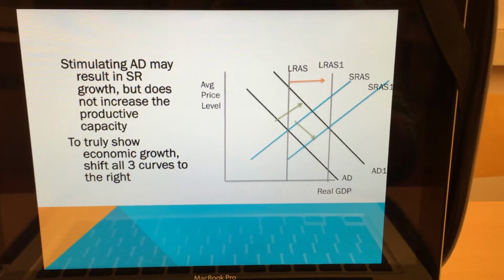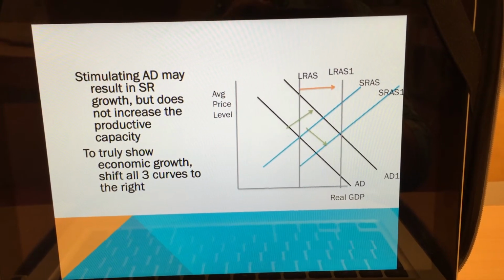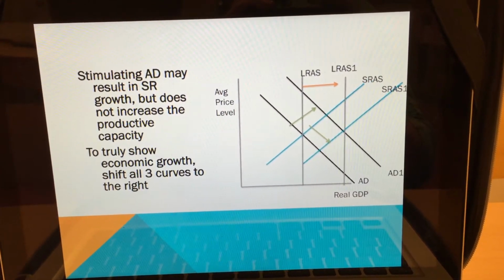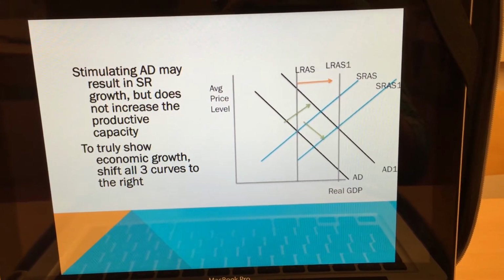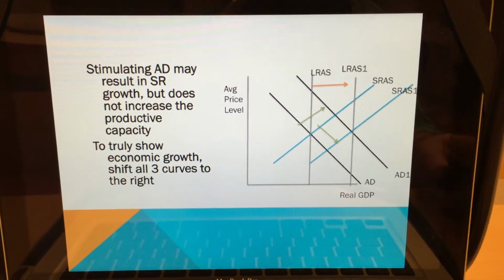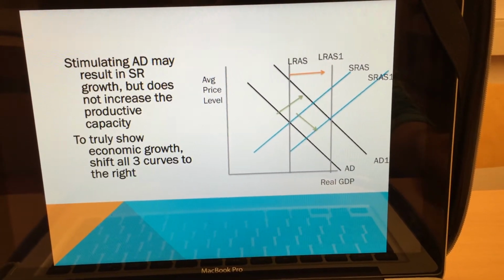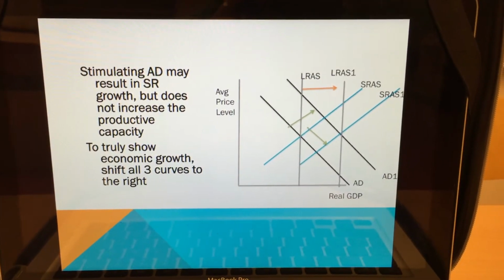Next, we also have economic growth using AD and AS and LRAS. And the important thing is that all three curves shift, and ultimately that long-run aggregate supply shifts. Initially, we're at this point here, where we're at macroeconomic equilibrium.